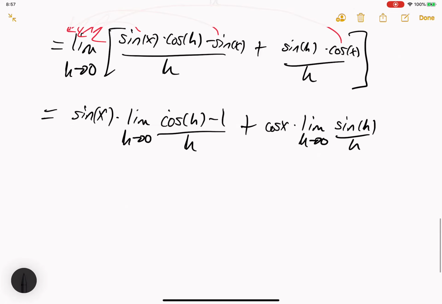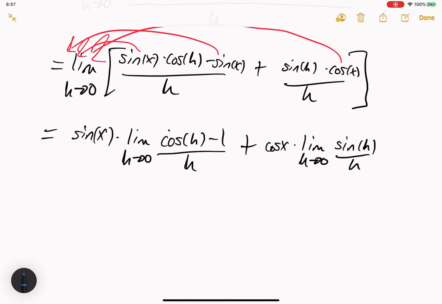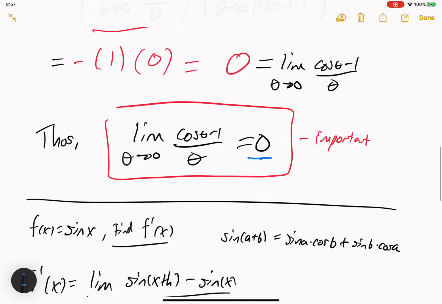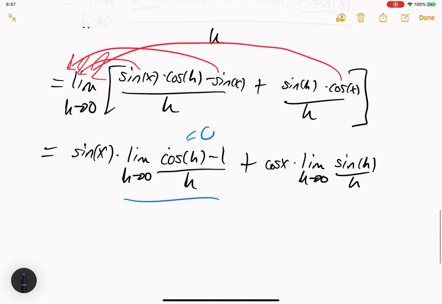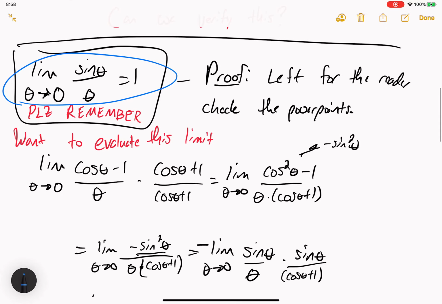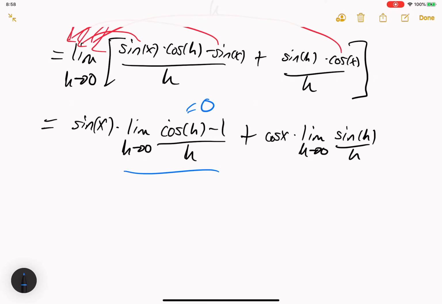All right, and now if you remember the limits as before, what we said before is that this right here is equal to 0. And then the last piece, as theta goes to 0, sine of theta divided by theta is equal to 1. And remember that we have thetas versus h's; you can just let theta equal h. You get the same form. So this right here is equal to 1.